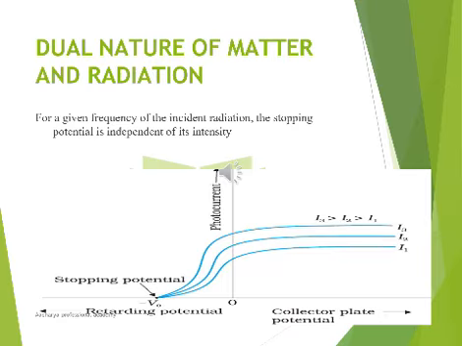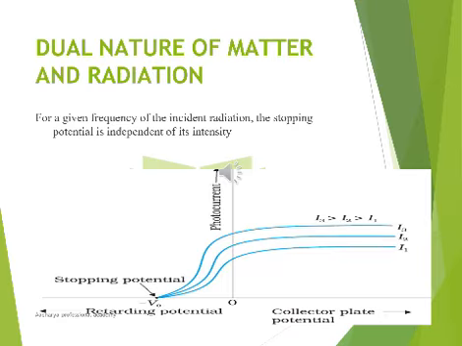Now let us see another important graph that gives the relation between the intensity and the stopping potential. Now we are keeping the frequency constant. Let us consider a given frequency. The stopping potential does not depend on the intensity. That is the conclusion of this graph. What is the inference from this graph? For a given frequency, the stopping potential does not depend on the intensity.